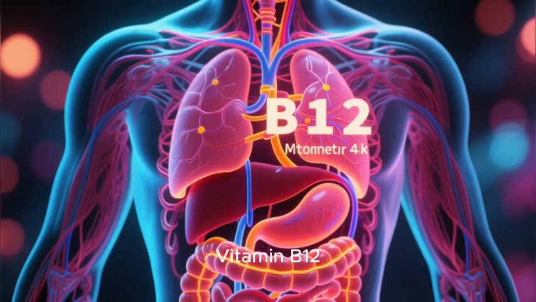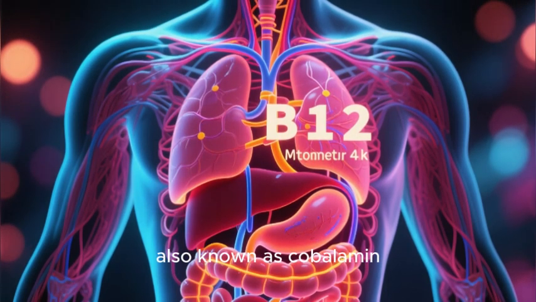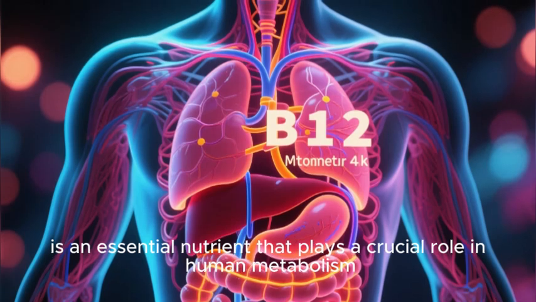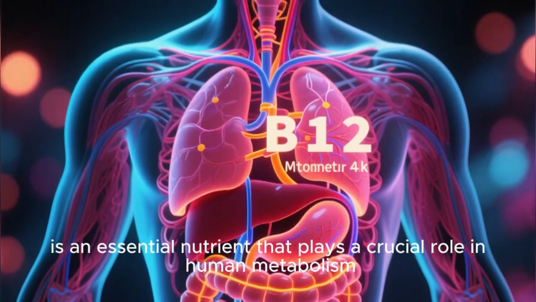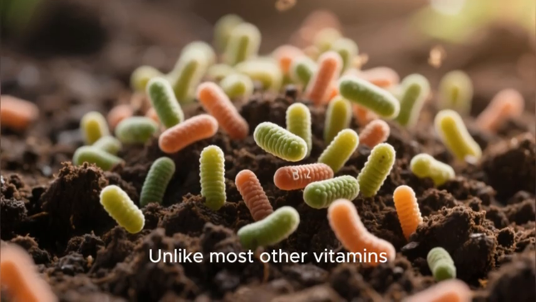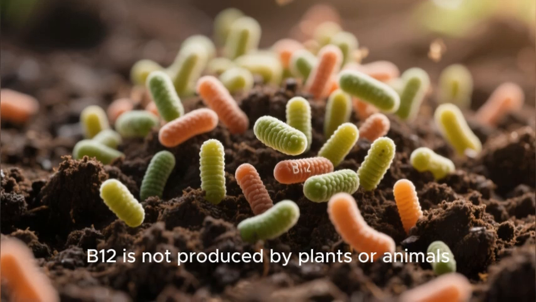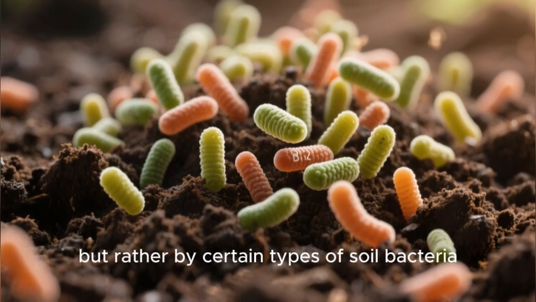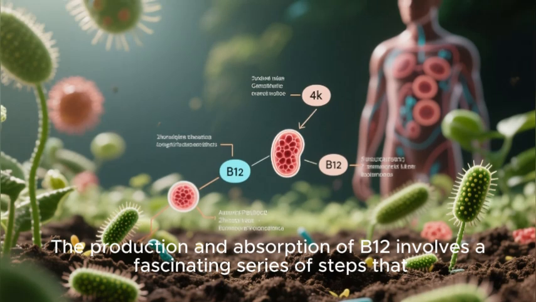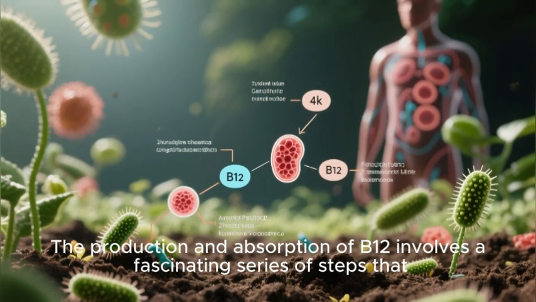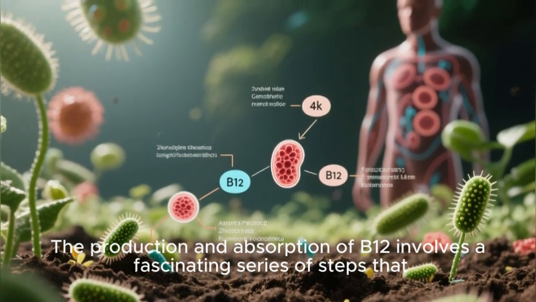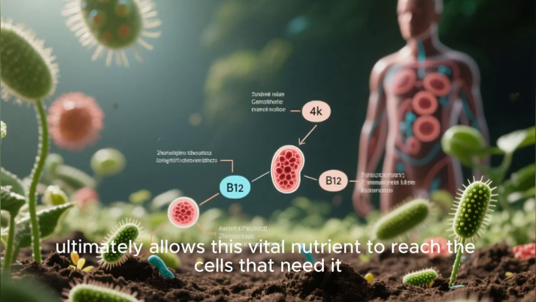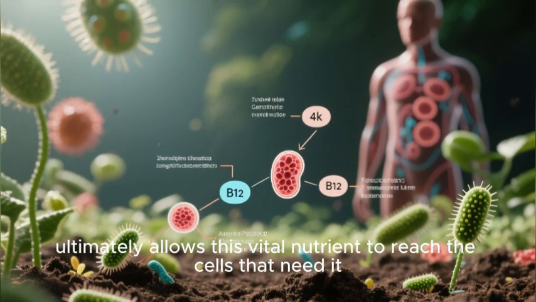Vitamin B12, also known as cobalamin, is an essential nutrient that plays a crucial role in human metabolism. Unlike most other vitamins, B12 is not produced by plants or animals, but rather by certain types of soil bacteria. The production and absorption of B12 involves a fascinating series of steps that ultimately allows this vital nutrient to reach the cells that need it.